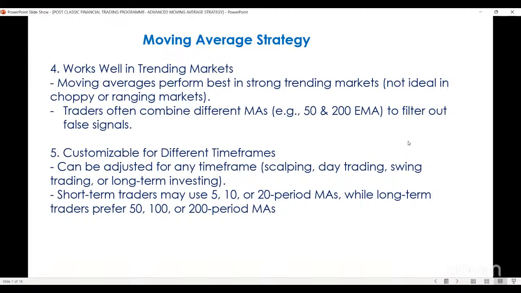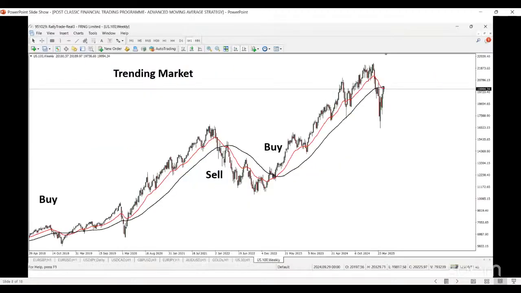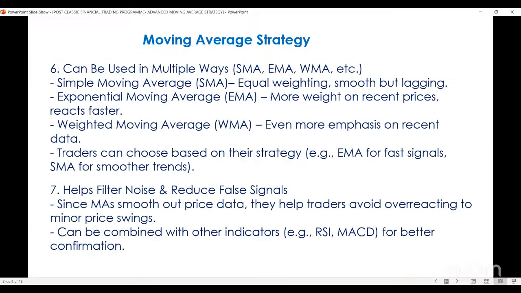Now, let me quickly go back to this place. You can see on the trading market how this moving average is generating buy and sell signals on the chart. As simple as that. Now, of course, number 6, you can also use this in multiple ways, and in multiple formats, that is, multiple calculations: SMA, MA, the averaging ones and the rest of them.